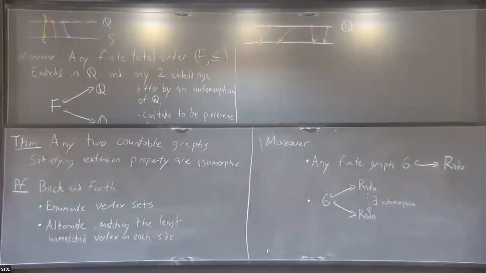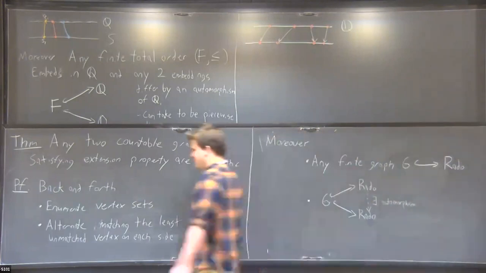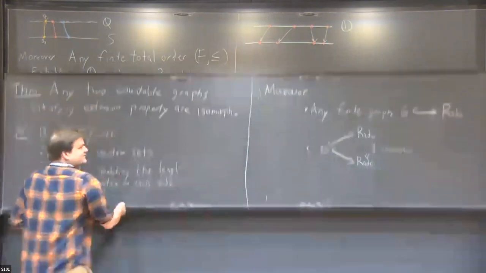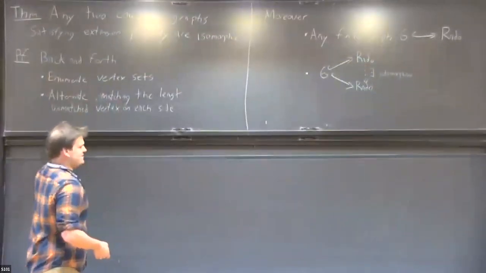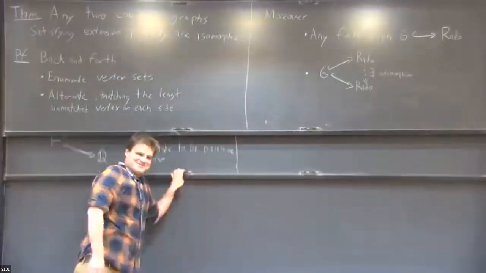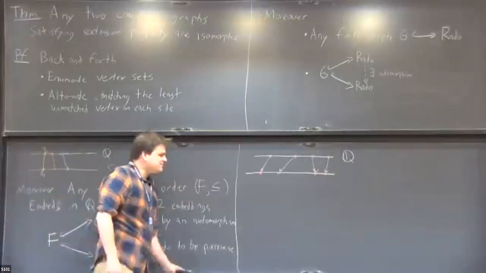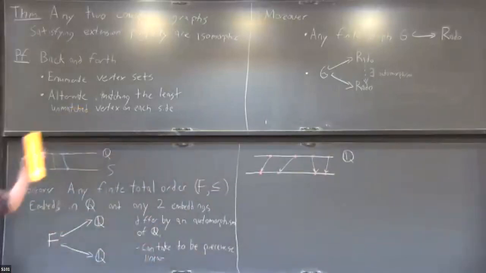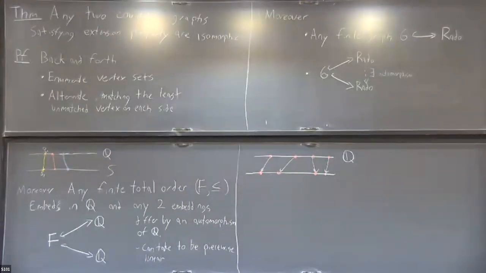All right. So that's the Rado graph, in several different ways. And it's kind of neat, I think, that an infinite graph with those properties can be described in several ways. All right, any questions about the Rado graph? Okay.